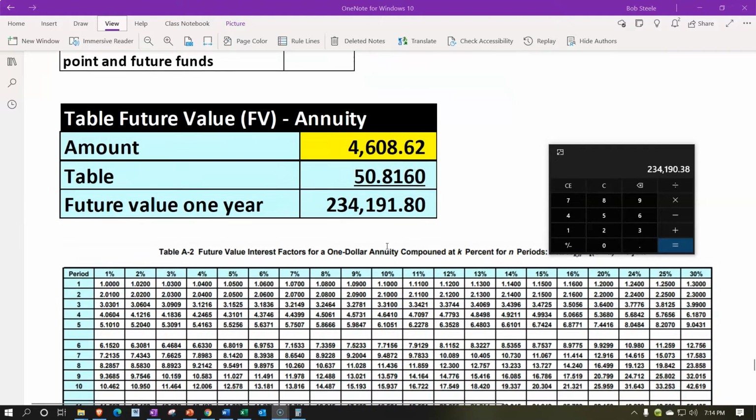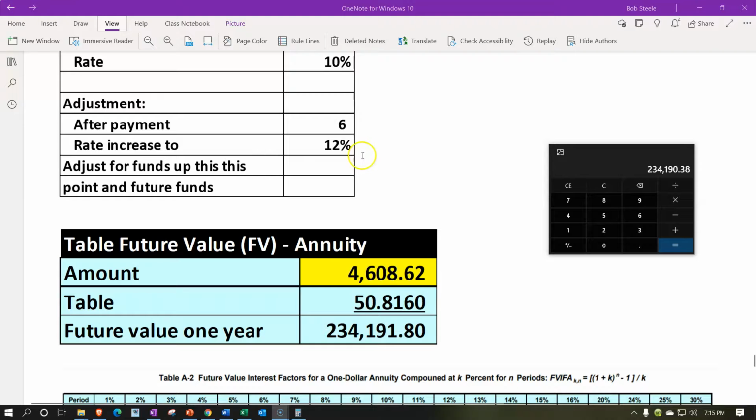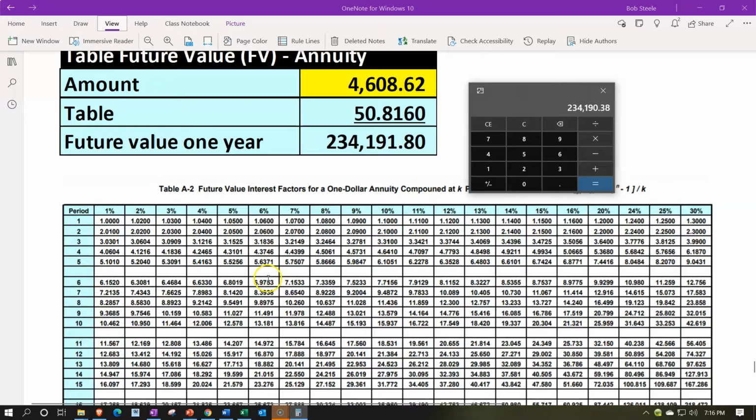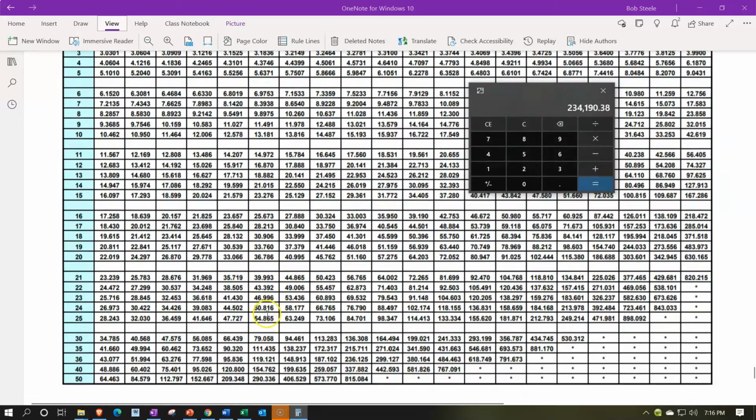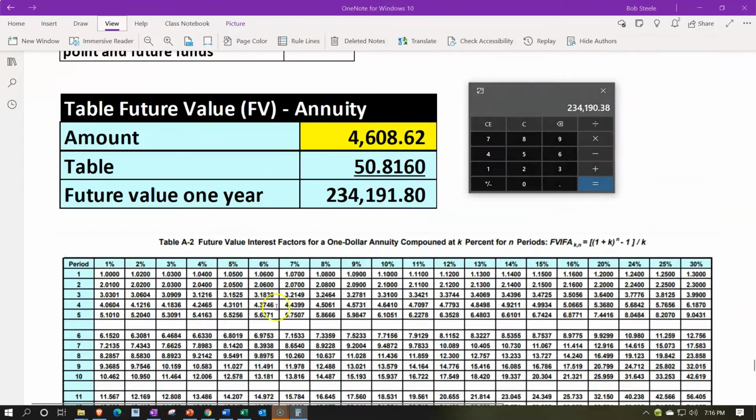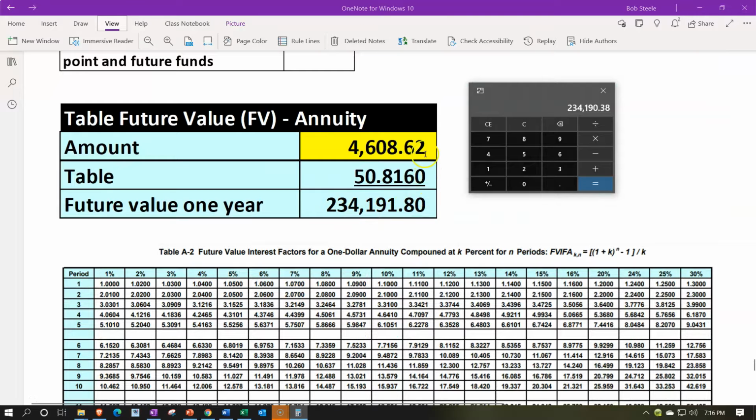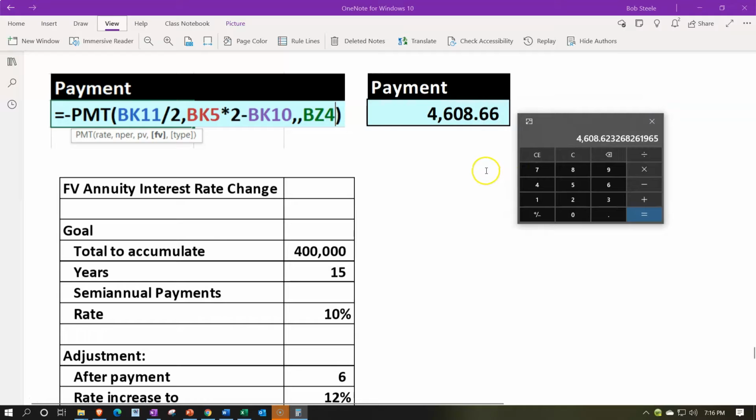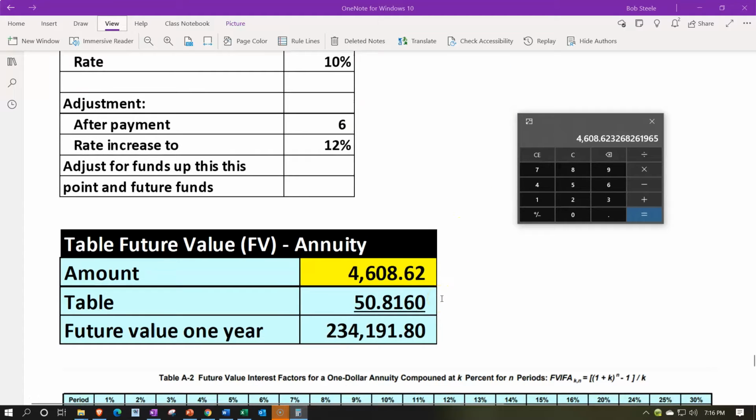Let's do it just with the tables then. With the tables, we'd have 6%. We're looking at 6% and 24 periods, right? 6% and then down to the 24 gives us the 50.816. And then we're going to back into the amount up top. So it would be something like the 234,191.8 divided by the 50.816 is going to give us that 4608.62, which is close to, may not be exact to what we got before, which was the 4608.66, due to the difference of the rounding in the tables going out to 4 digits.